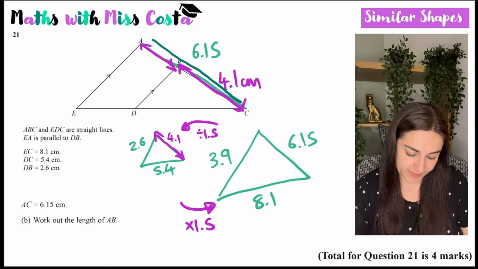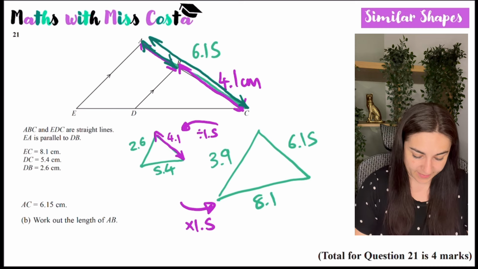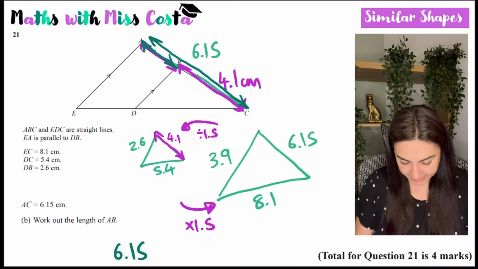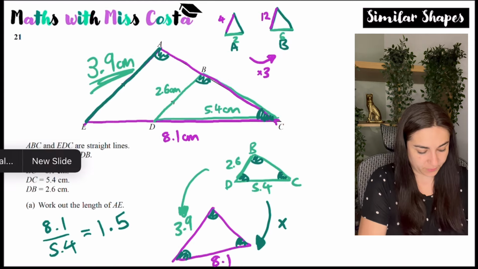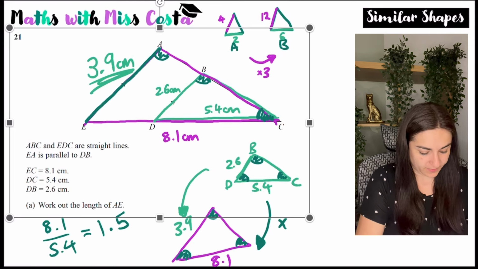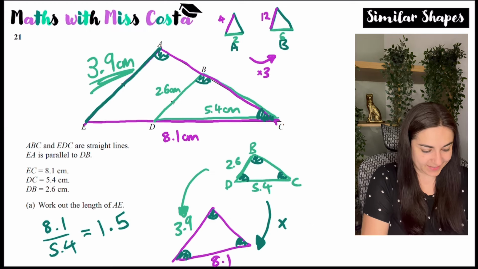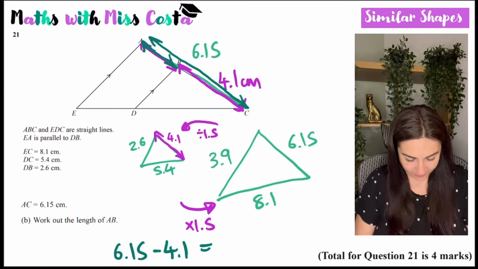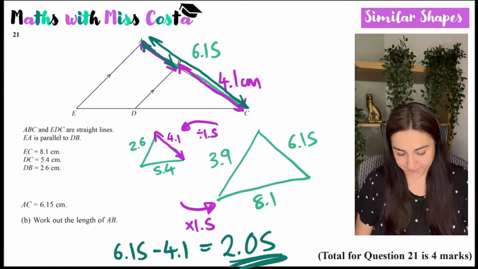And if I know that this total length is 6.15, I could work out this little length AB by doing 6.15, take away 4.1. So 6.15 take away 4.1 is 2.05. Why is it just deleted? 2.05.